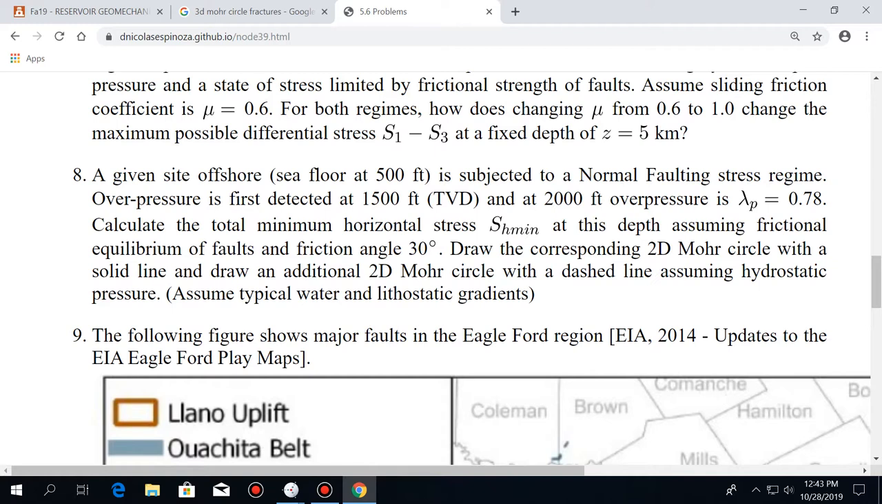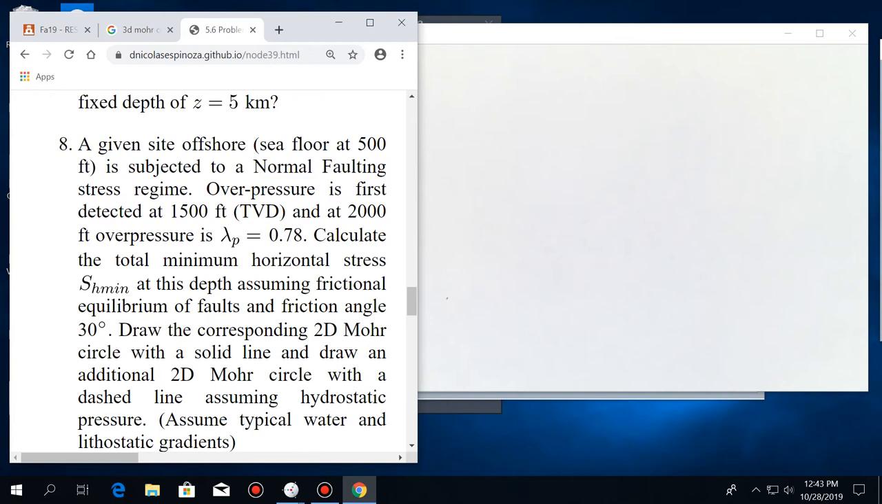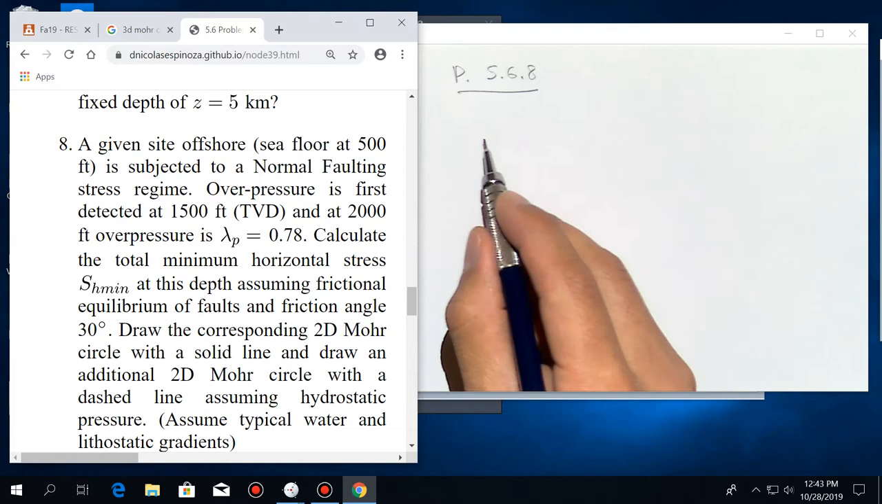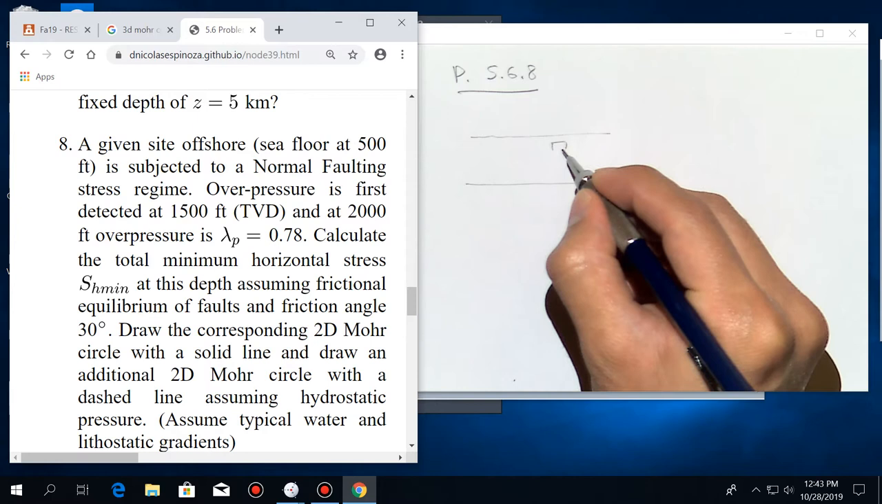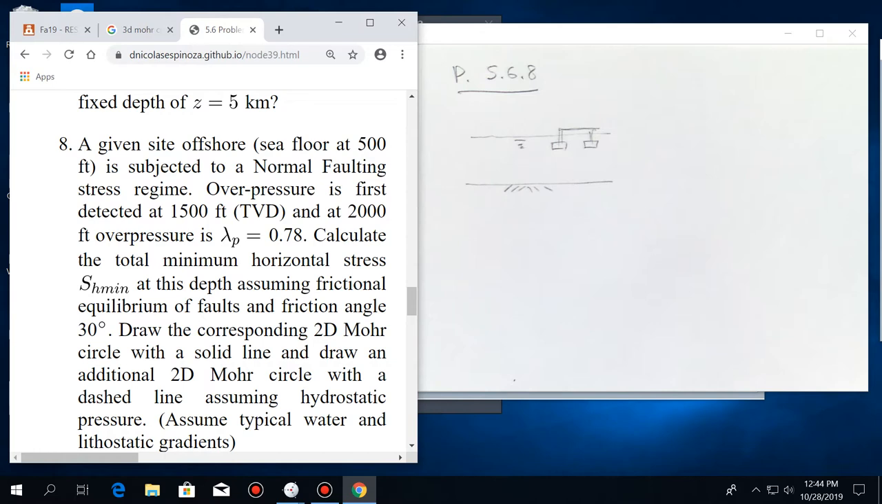All right, so let's see. Let me move this to the left. Okay, we have a place offshore. So the first thing I'm going to do is draw an offshore platform, the water and the seafloor. And this is 500 feet.